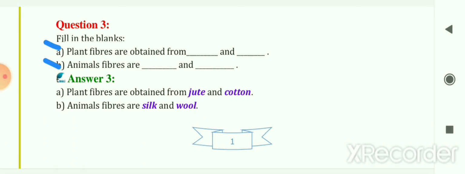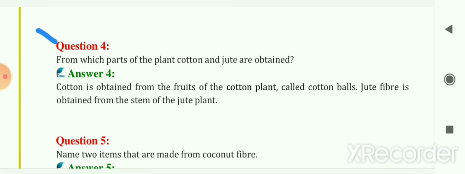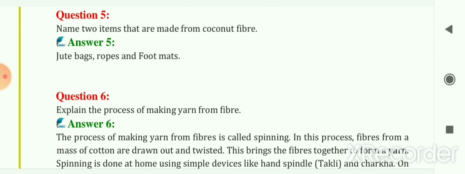The next question, question 4. From which part of the plant cotton and jute are obtained? So cotton is obtained from the fruits of the cotton plant called cotton bolls, and jute fiber is obtained from the stem of the jute plant. So here the answer is given to you. Next question, name 2 items that are made from coconut fiber. So jute bags, ropes and floor mats are made from the coconut fibers. So these are some examples of items that are made from coconut fiber.